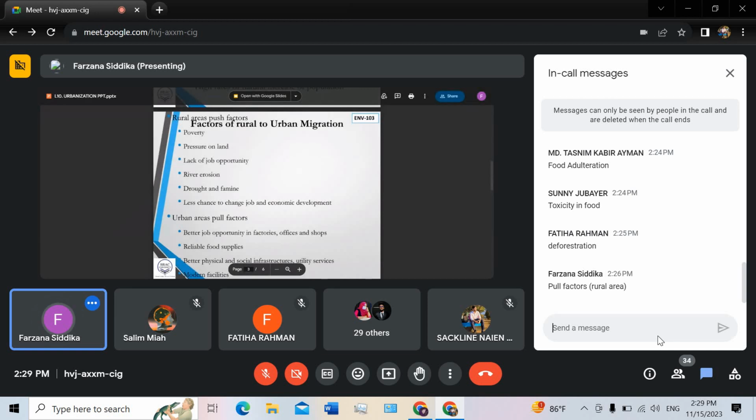Say for example, Fatiha Rahman. Yes, ma'am. What would be the pull factor for rural area? Write it in the chat box. Okay. Sadia Islam Samantha, she wrote fresh air. You can write fresh environment, not only air. We can get beautiful nature, cheaper living cost. Yes, that is a very good point. Low living cost. That is a very important point to mention.